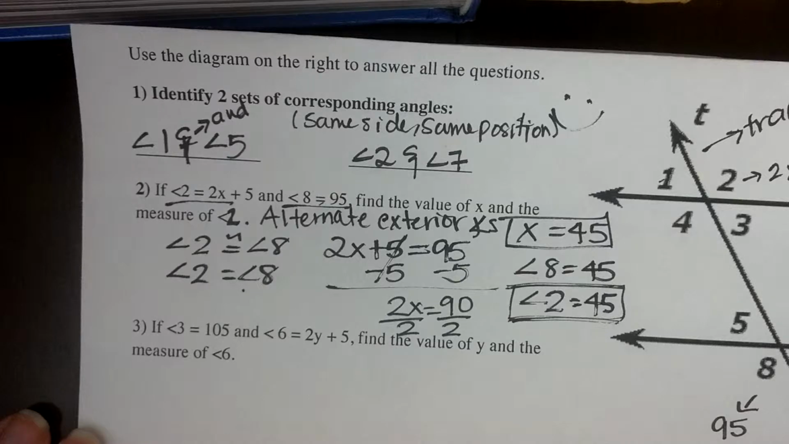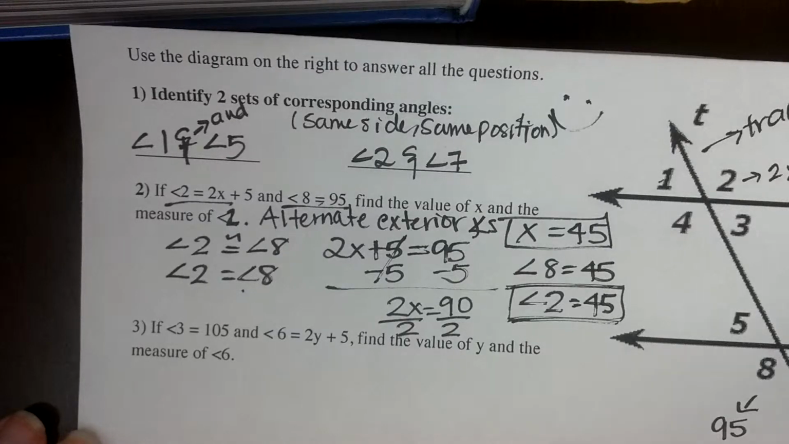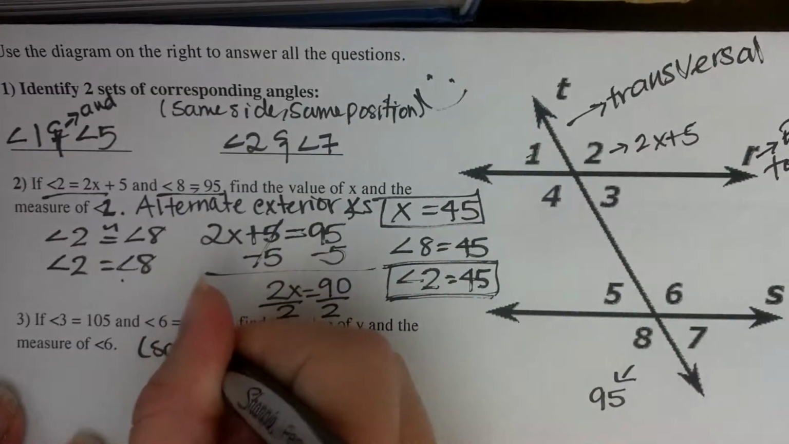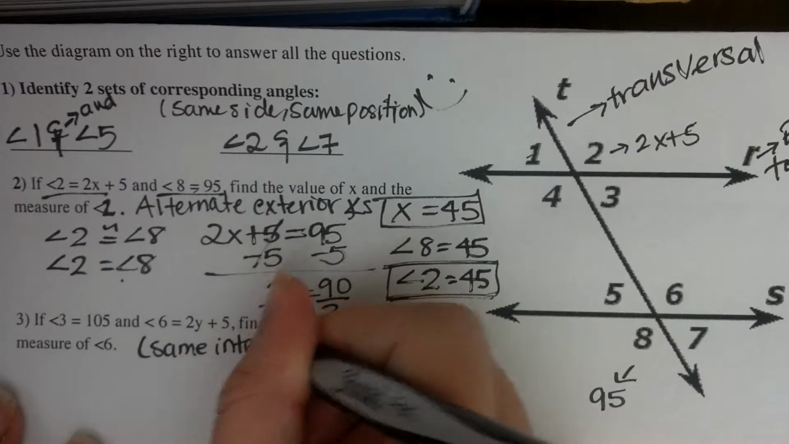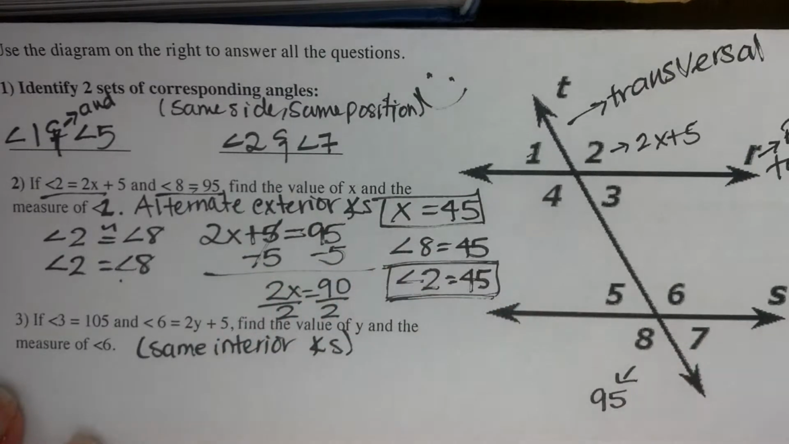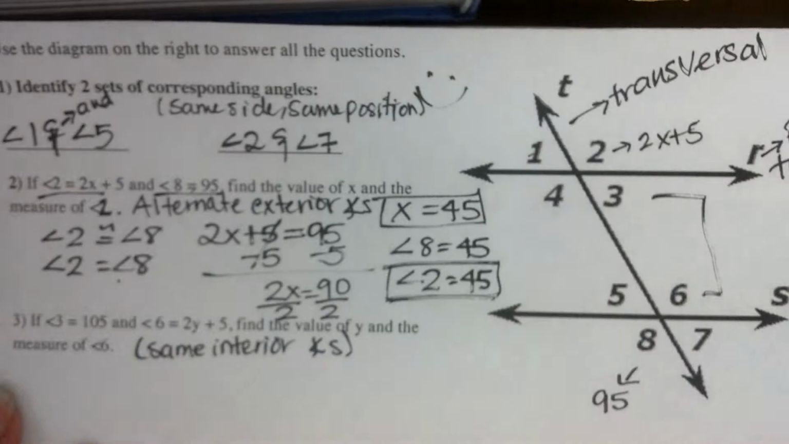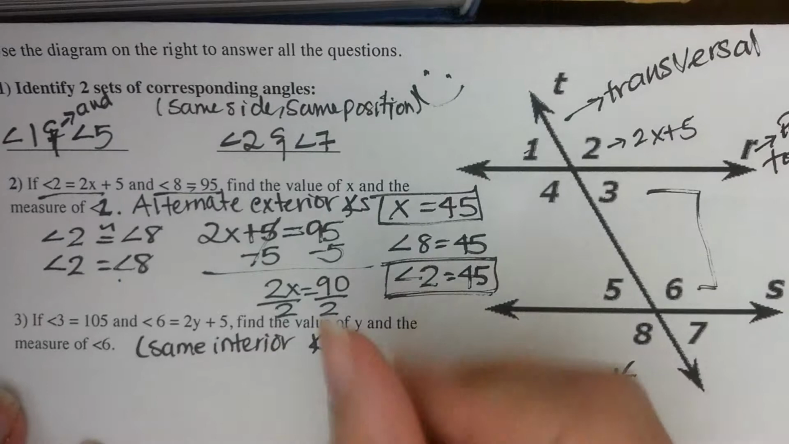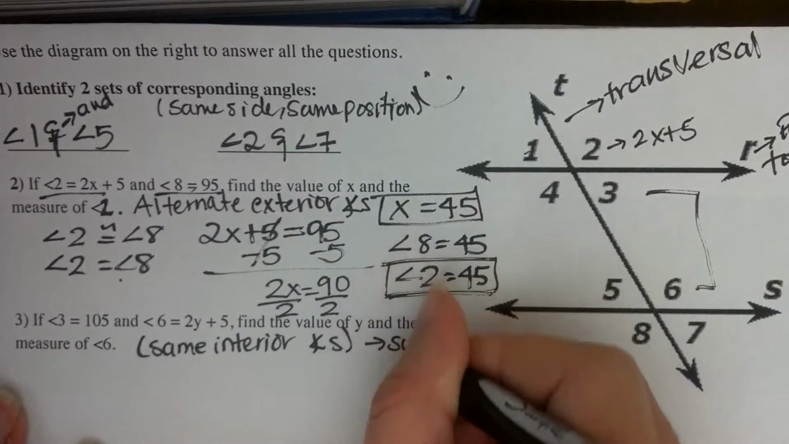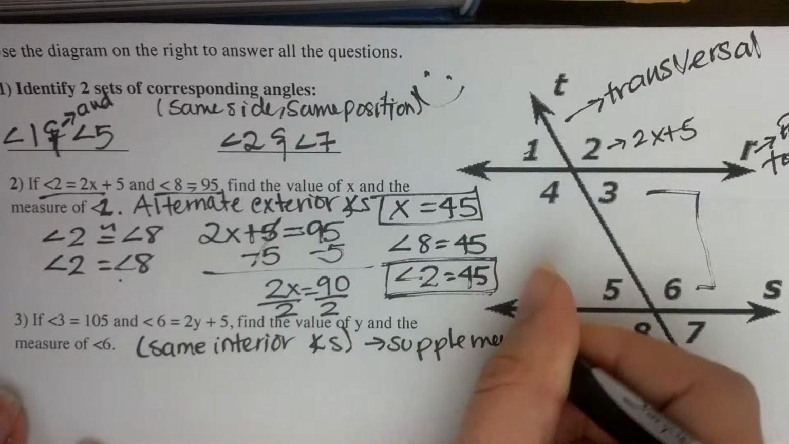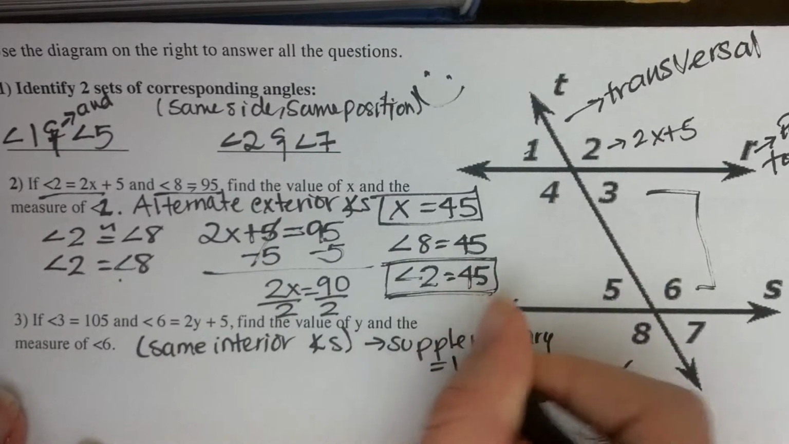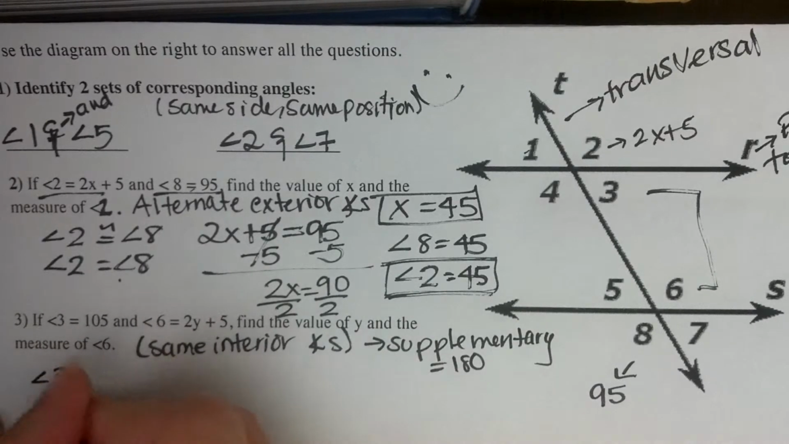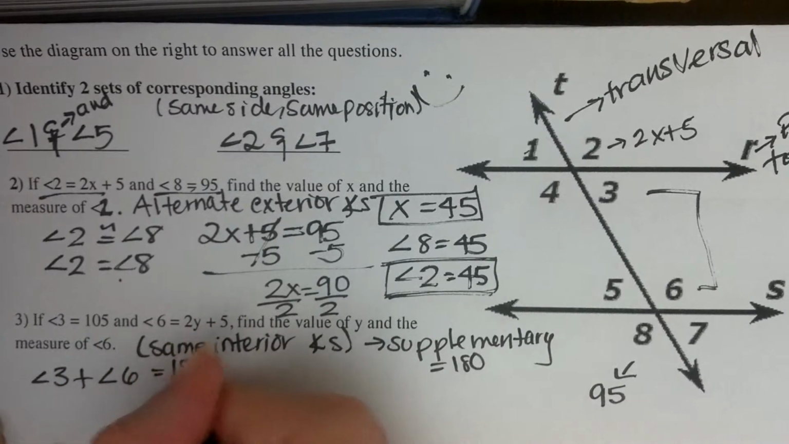Now the last question here is asking to find the measure of angle 3, which is 105, and the measure of angle 6, which is 2y plus 5. So I'm going to look at angles 3 and 6. They are same side interior angles. This means that since they're on the same side of the transversal and on the inside, these two are going to be supplementary. And supplementary simply means equal to 180, so the sum equals 180. So angle 3 plus angle 6 equals 180 degrees.